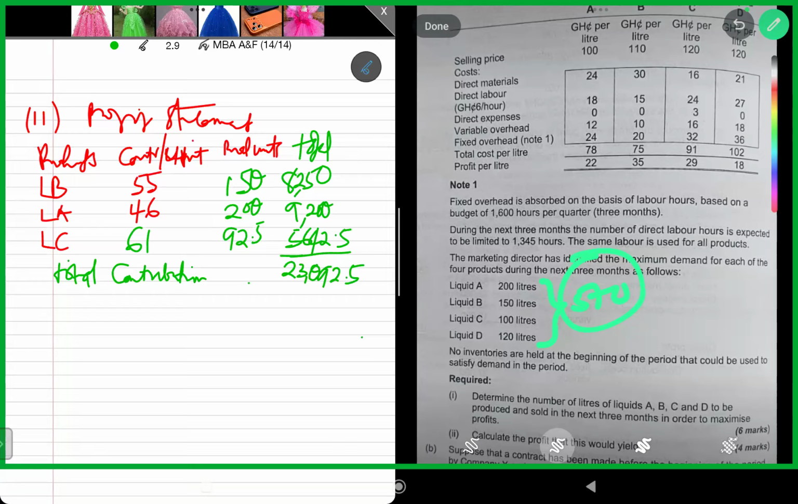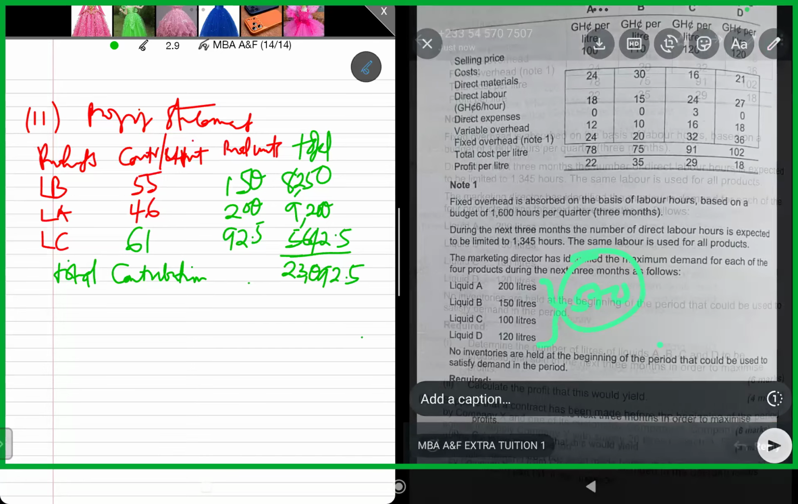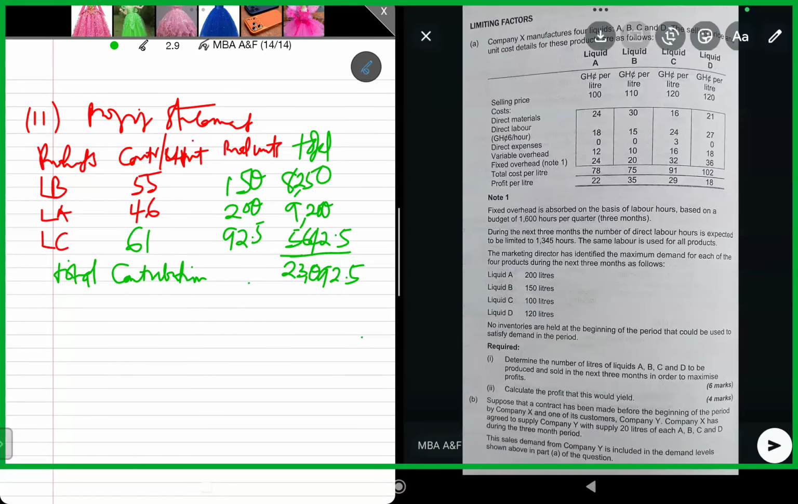All right, we are to find... the question says we should find what? We should find profits. Now, if we end here, remember contribution is like profit in marginal costing. We use contribution because it is a contribution per unit which we've calculated. But then, like we did earlier, if I want to find the profits, what do I do?